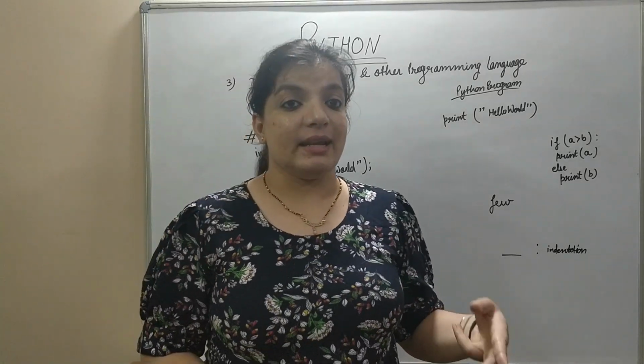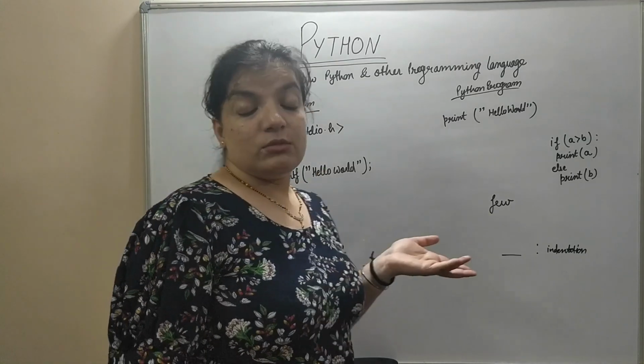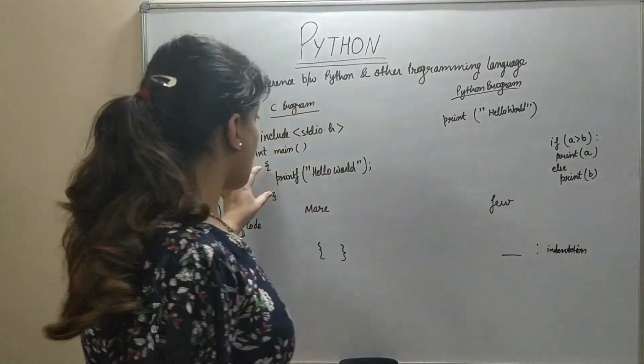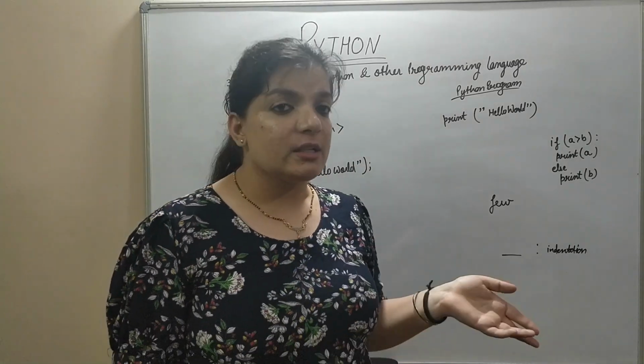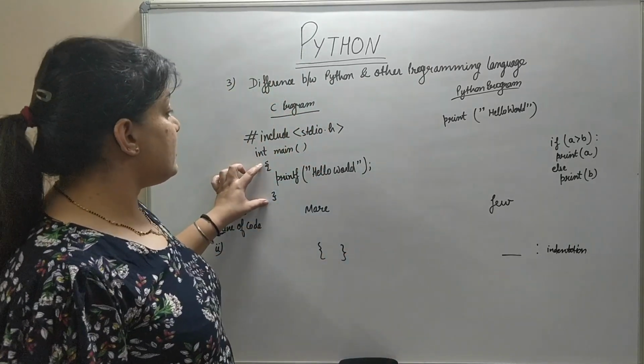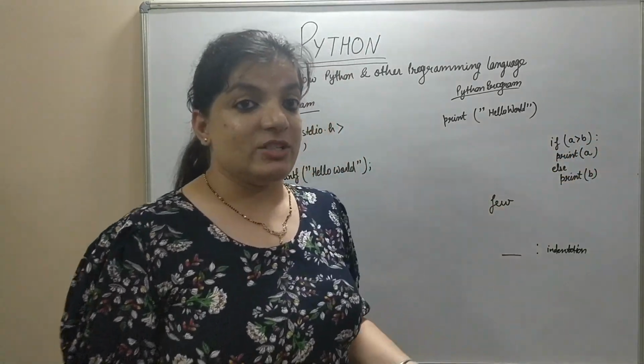So that is the second difference. Means to define the scope of a function, we use curly braces in C language, in Java language or any other programming language, while in Python we are using this indentation symbol.